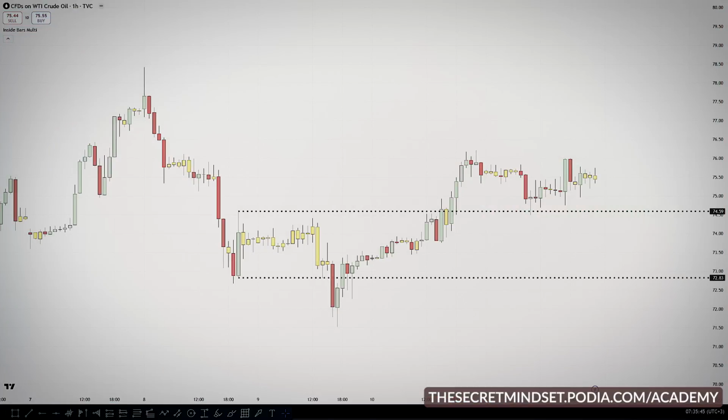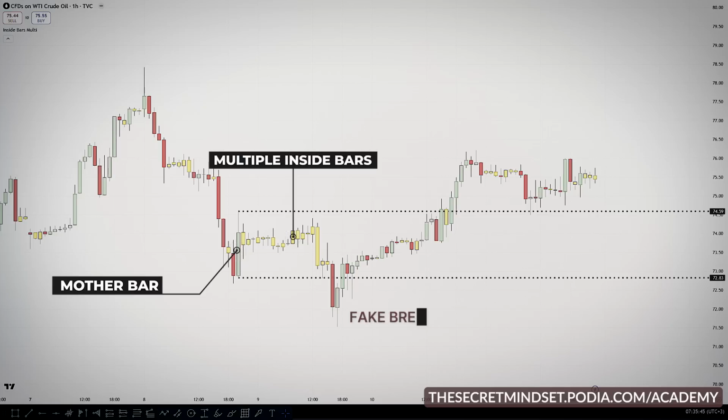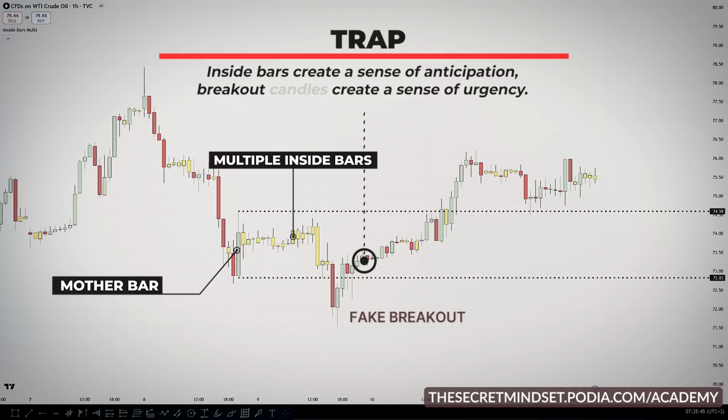This manipulation works because it preys on the natural instincts of traders. Inside bars create a sense of anticipation, and breakout candles create a sense of urgency. When we see a large candle breaking out of a consolidation zone, we assume it's the start of a new trend.